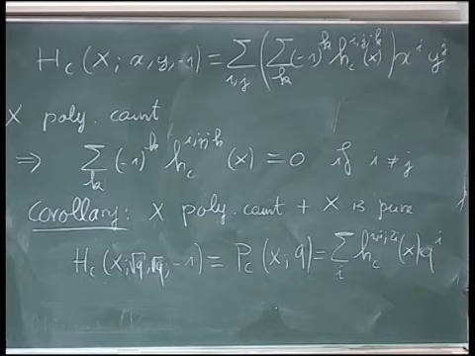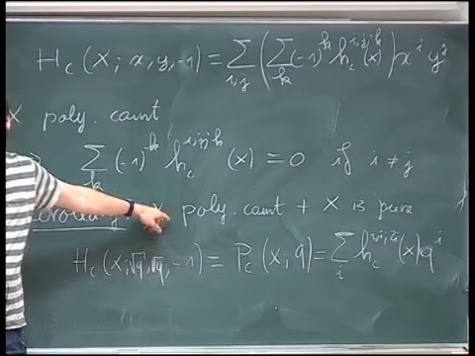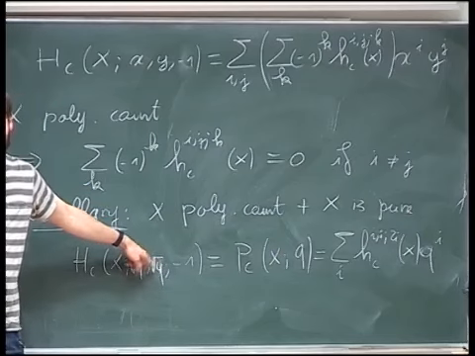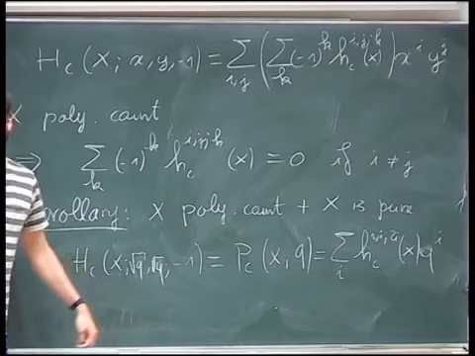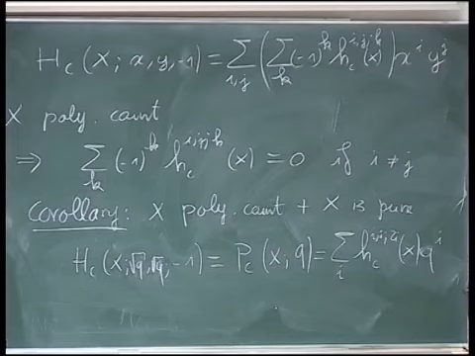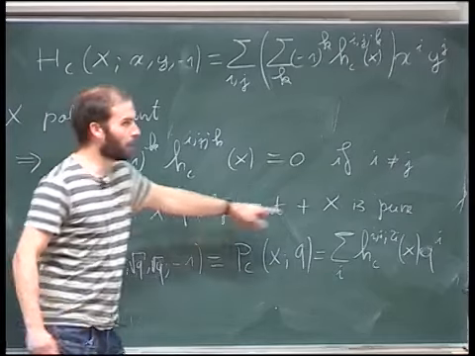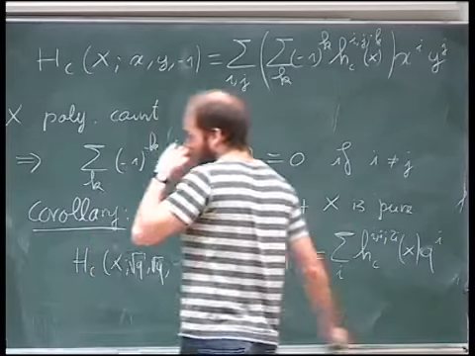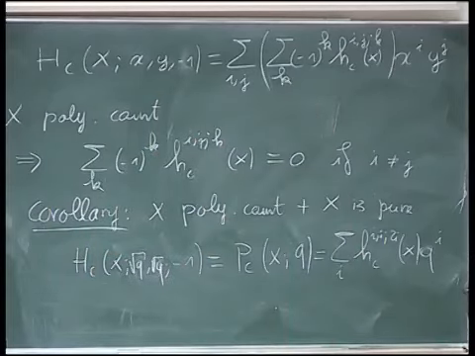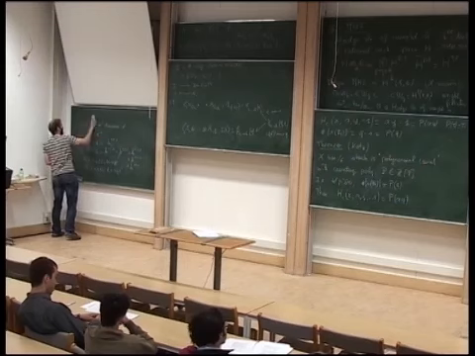So for instance, quiver varieties are mostly pure and polynomial count. So you can work out the Poincare polynomial by counting the number of points over a finite field. So that's an interesting aspect. The character varieties will be polynomial count but not pure. So you have to do something.